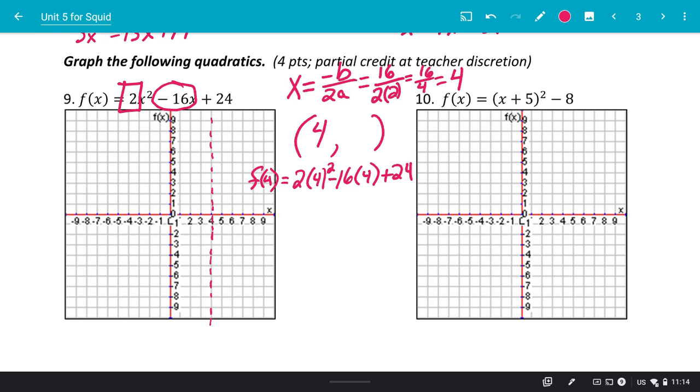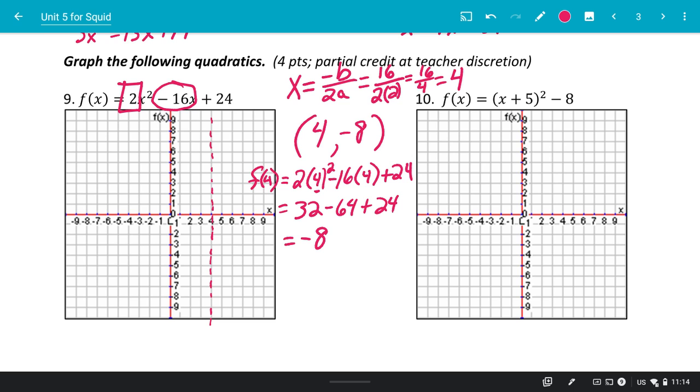Now, just as a reminder, I got to go 4 squared. I can't go 2 times 4, then square it. I got to do the squaring first. Remember my order of operations, parentheses, exponents. I got to do that first. So 4 squared is 16. 2 times 16 is 32. 16 times 4 is a negative 64. And then plus 24. If I were to simplify that using my handy-dandy calculator or my brain, either way, I would get a negative 8. So the y value of my vertex is negative 8.